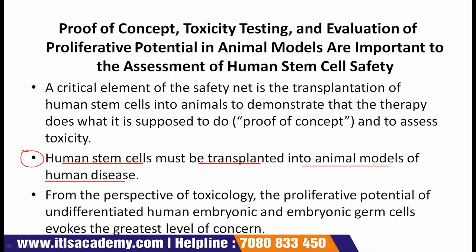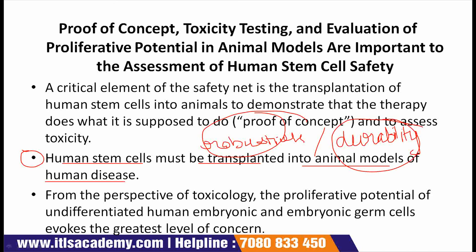Questions about the use of embryonic compared with adult stem cells with respect to robustness, I hope you all know what robustness is, and durability, I hope you all also know what durability is, should be addressed in animal transplantation models. What are the two important points? One is robustness and the other is durability. These are the things that must be checked in an animal model.